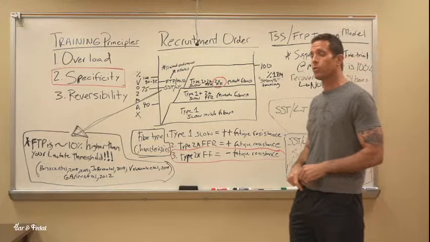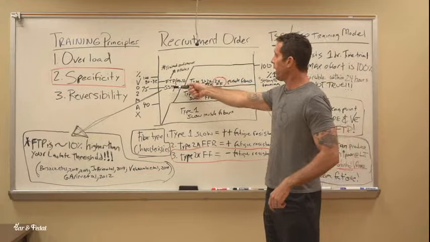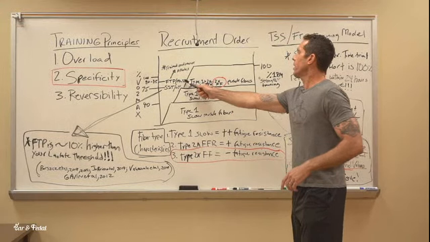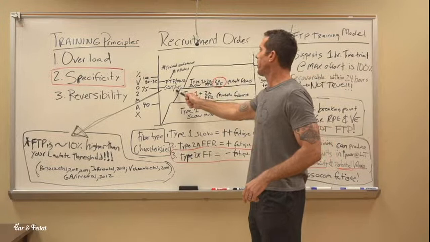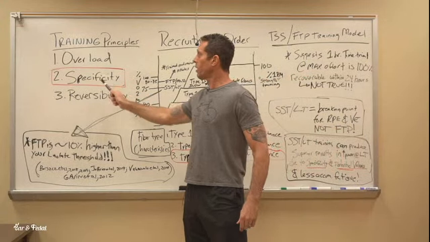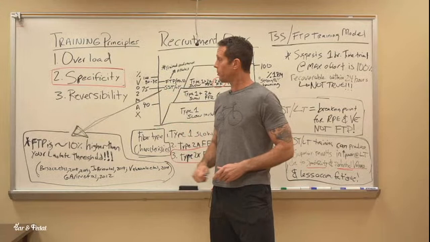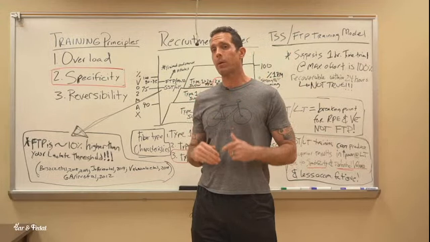When you're below that LT, you don't recruit a significant amount of 2X fibers, and it's fairly easy to recover from. Now, why do we train at our FTP? Why don't we train at our LT? Exactly. We should train at our LT because it has to do with one of our training principles, specificity. So if you want to raise your lactate threshold, you need to train your lactate threshold. And when you go above it, you can't train those specific muscle tissues as long.